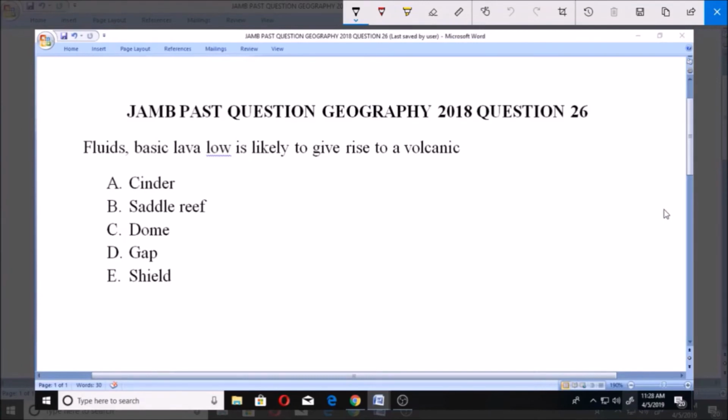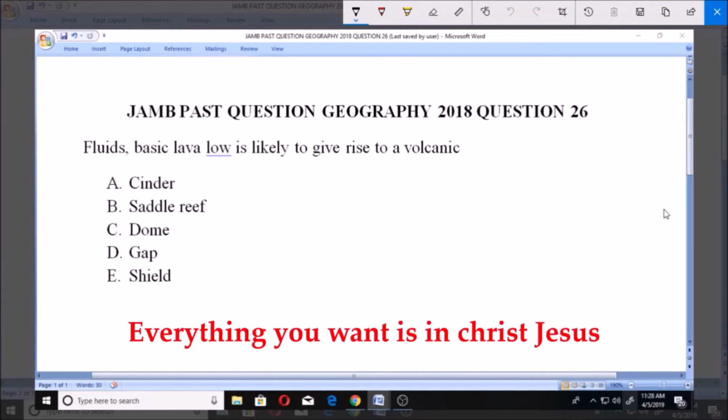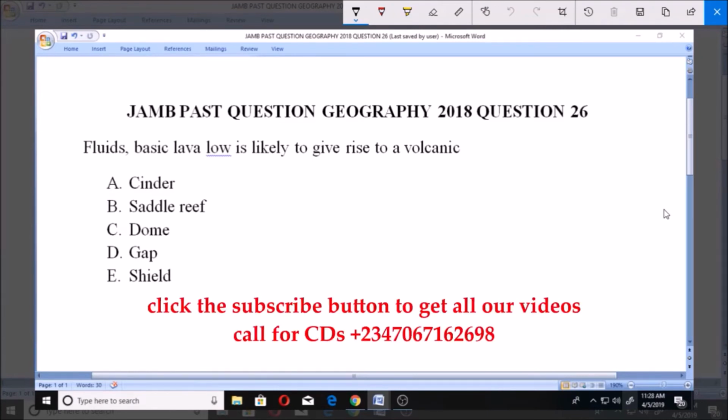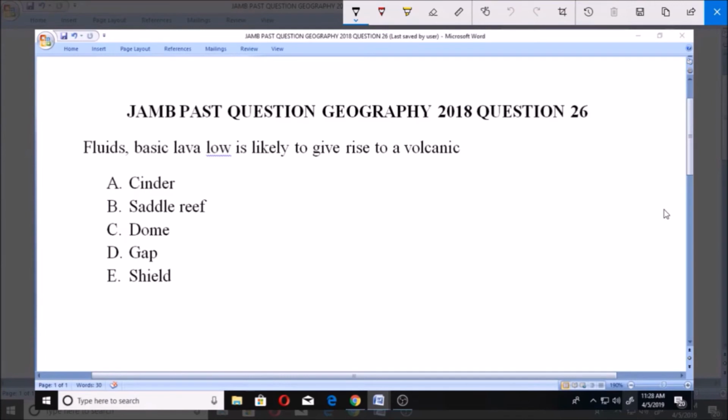Welcome. Let's look at this JAMB past question, Geography 2018, question number 26. Fluid basic lava flow is likely to give rise to a volcanic: A. Cinder, B. Saddle reef, C. Dome, D. Gap, E. Shield.